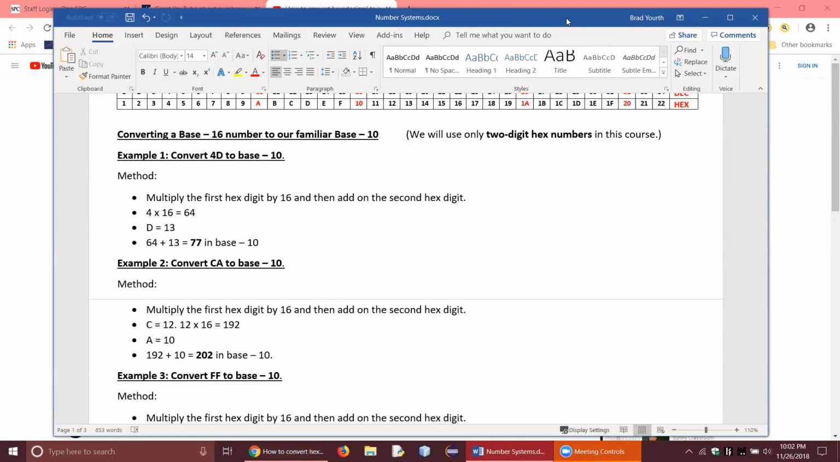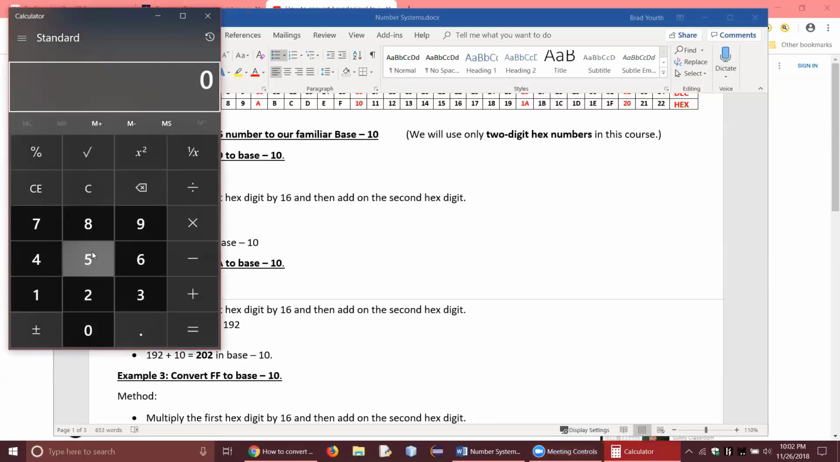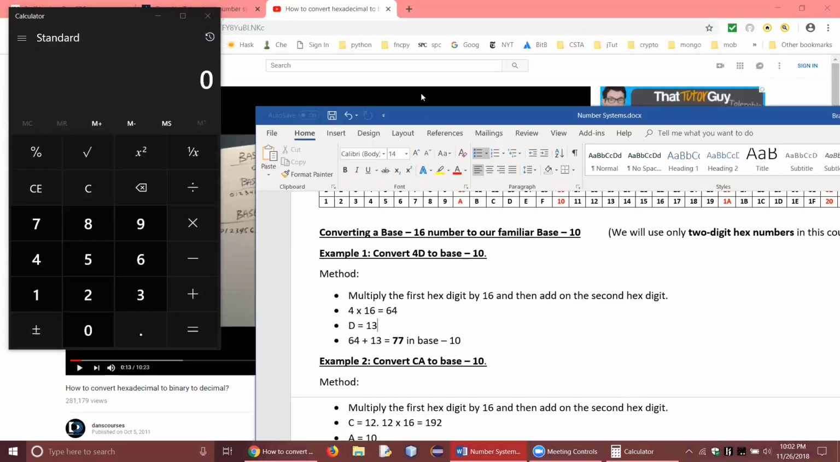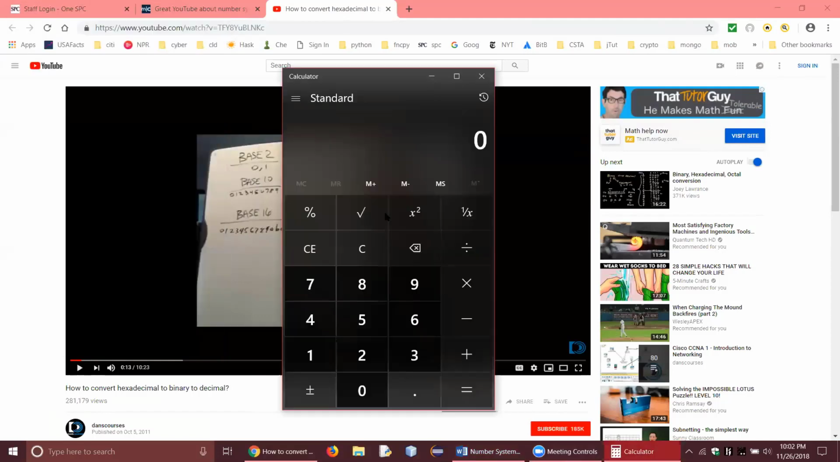Now you could practice this as much as you want by using the Windows calculator. Just fire that up and I'll show you how that could work for you. If you fire up the Windows calculator, and I can move it around here a little bit. Can we use the Windows calculator when we take the test in class? No, I'm sorry, you can't use a calculator at all. But I wanted you to see what you can do here.